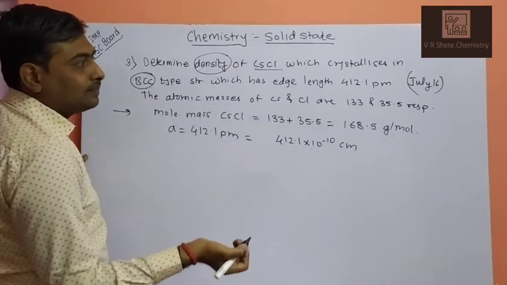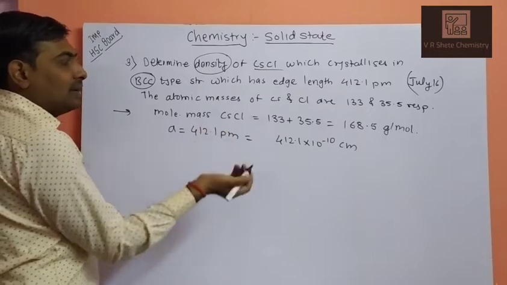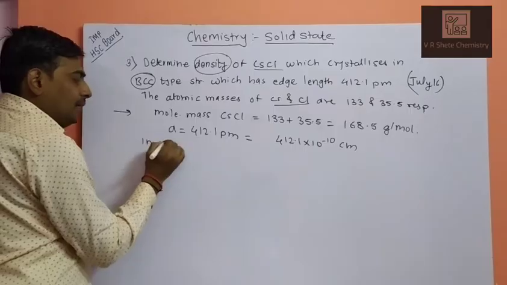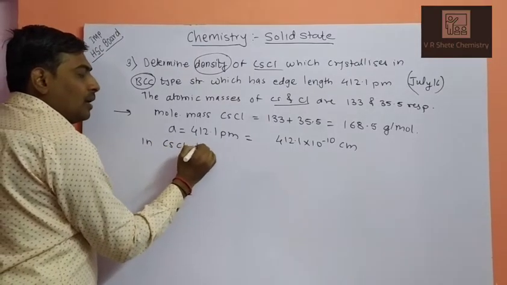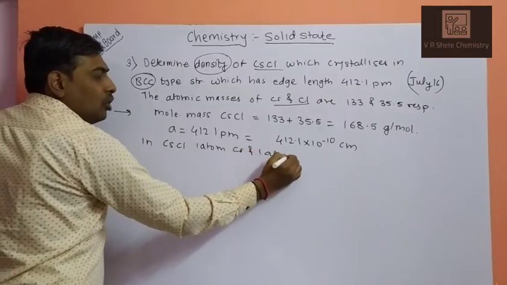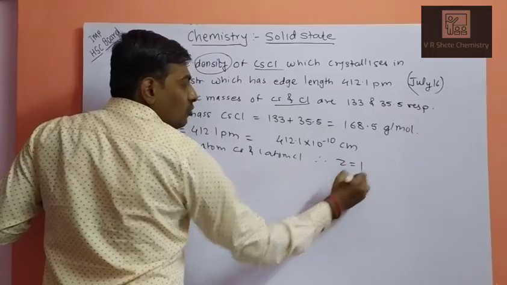Next to that, what is given? Only these two terms are given. One more thing. So Z is given. In cesium chloride, one atom of cesium and one atom of chlorine is present. Therefore, Z is equal to 1.